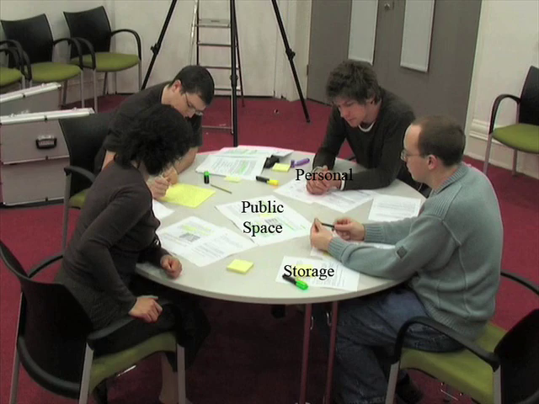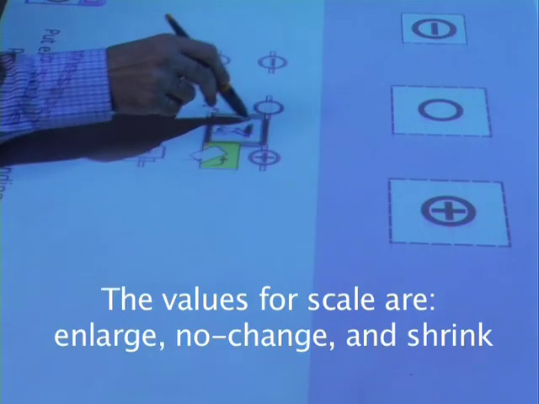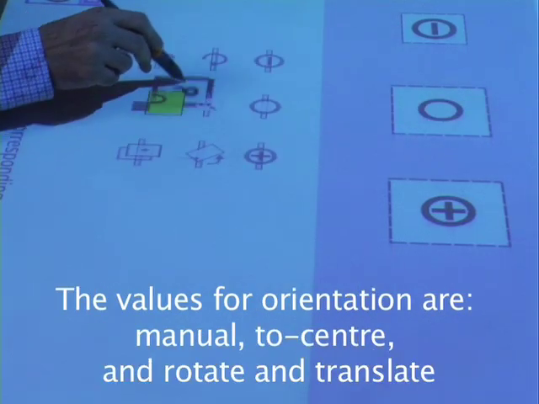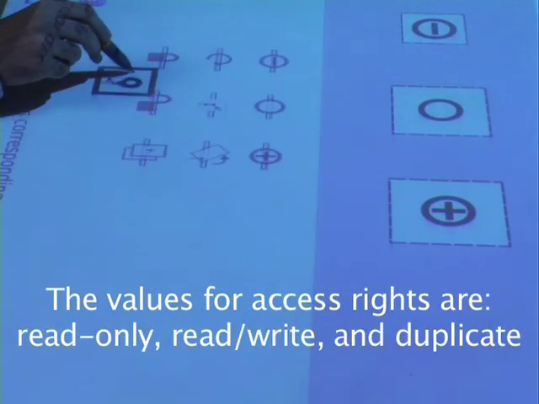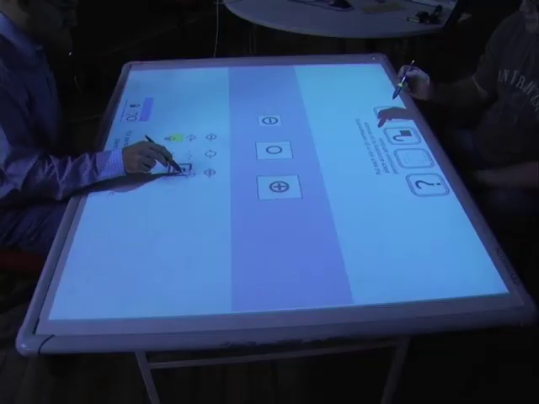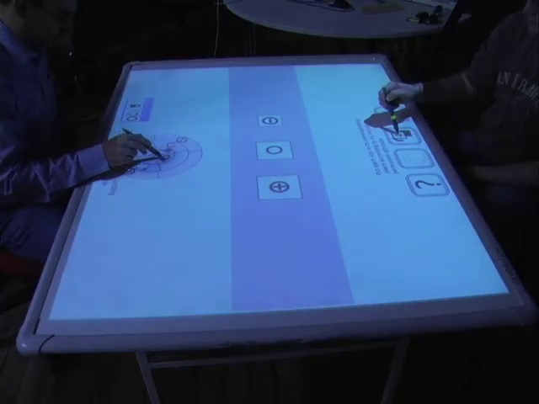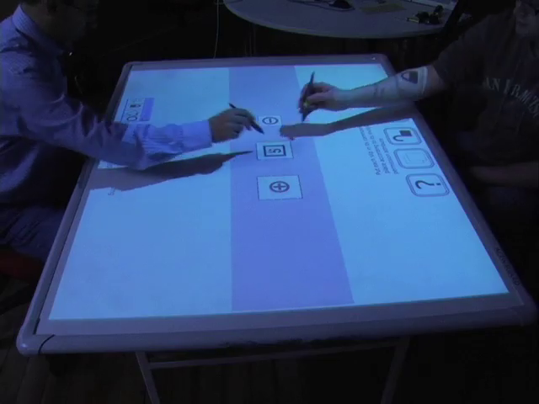When people collaborate around a tabletop, the surface is typically divided into personal, public, and storage spaces. Each space places different requirements on its objects in terms of scale, orientation, and access right attributes. It's important to have lightweight techniques to change these attributes because in many cases, users need to override the system's defaults. Since changing the attributes is usually required when moving objects between spaces, integrating the operations for changing the attributes with the movement operation has been one of our main design goals.